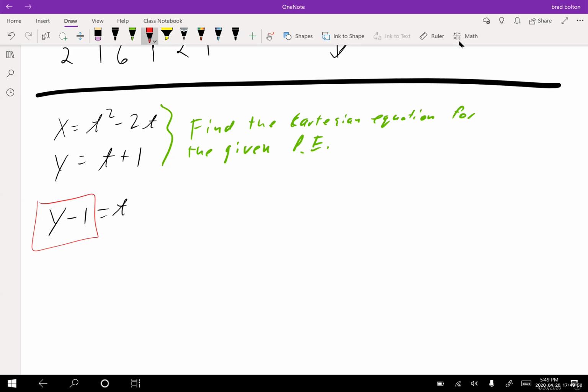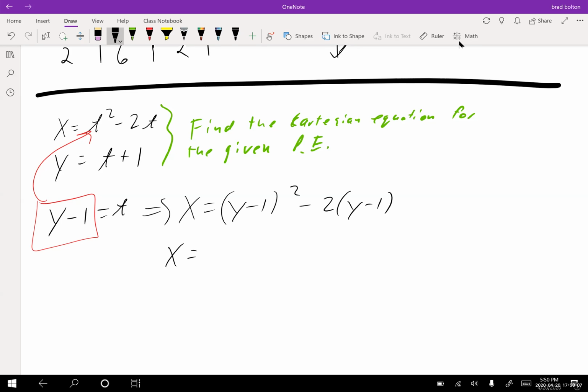This is called eliminating the parameter, okay? So then this would leave me with x equals, let's see here, y minus 1 quantity squared minus 2 times y minus 1. So x equals y squared minus 2y plus 1 minus 2y plus 2. So x equals y squared minus 4y plus 3.